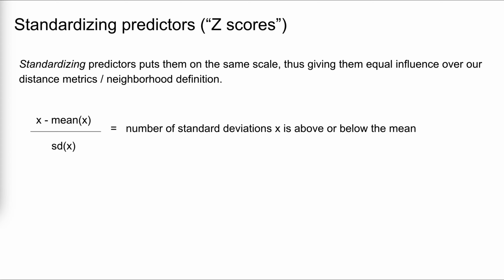Luckily, the fix is easy. We can standardize our predictors. This puts them on the same scale so that one predictor doesn't exert undue influence on our distance metrics, hence the definitions of our KNN neighborhoods. To standardize the outcomes of some predictor x, we can subtract the mean x value and then divide by the standard deviation of x values. The result then measures the number of standard deviations that an individual outcome falls above or below the mean outcome.